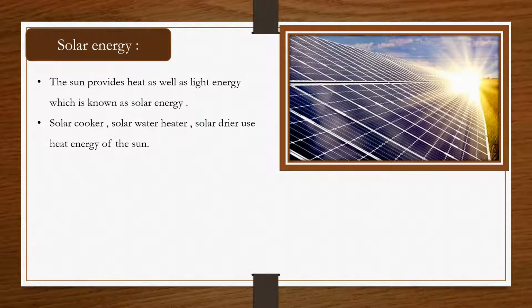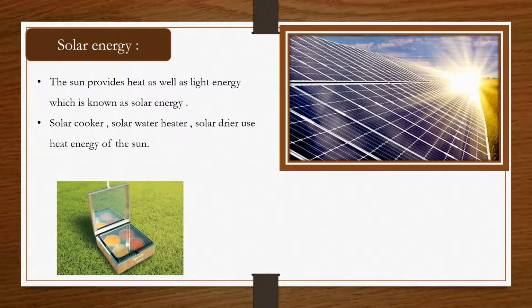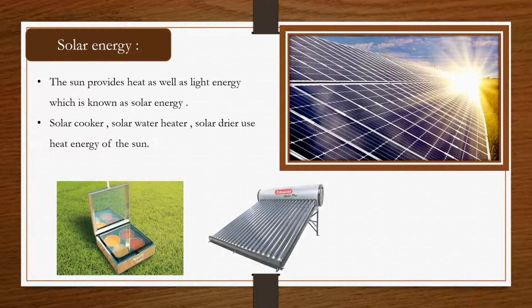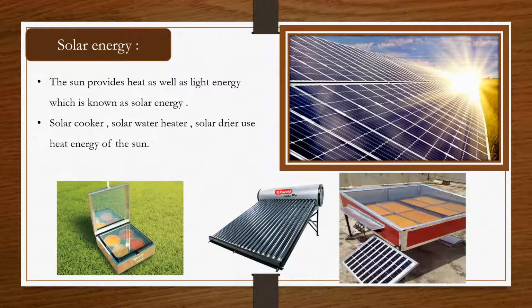Students, now let's learn about solar energy. Now the energy obtained from the sun is continuous and enormous. So it is said that the sun provides heat as well as light energy, which is known as solar energy. Solar energy is at the root of all energy available on the earth, and a variety of devices have been developed for making use of solar energy. For example, solar cooker, solar water heater, solar dryer, solar cell, etc. use heat energy of the sun.